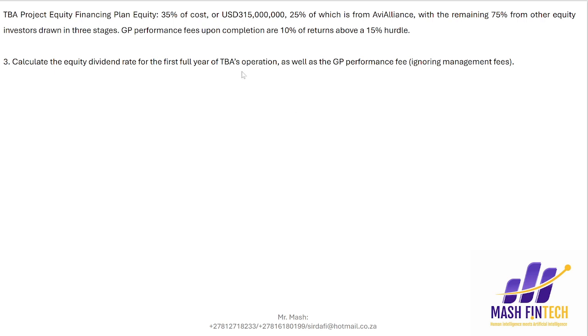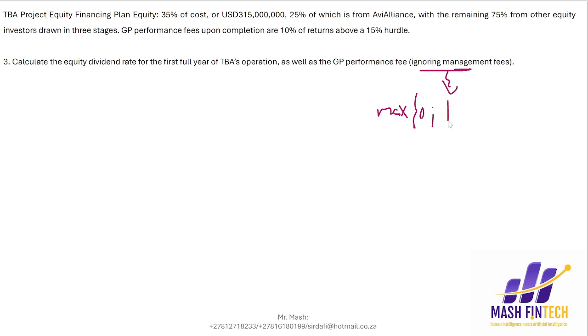Calculate the equity dividend rate for the first full year. So I want you to try this first before we do it together, as well as the GP performance fee. And in this case, you ignore the management fee, which actually should make your life easier because you're ignoring the first part. You're just looking at the maximum to say if they exceed the hurdle rate, then there's no management fee. The management fee is 0, right?